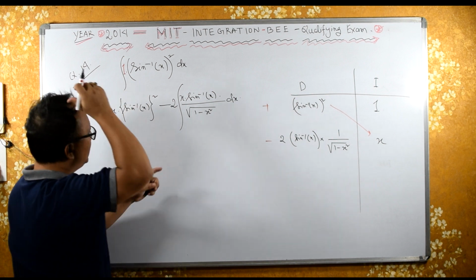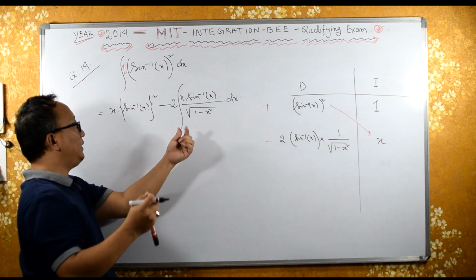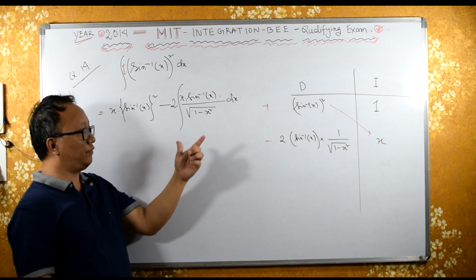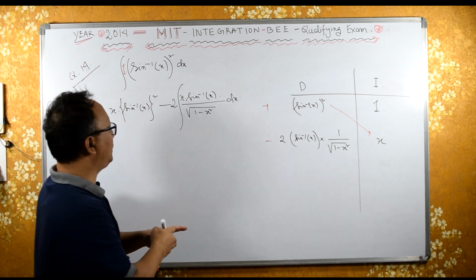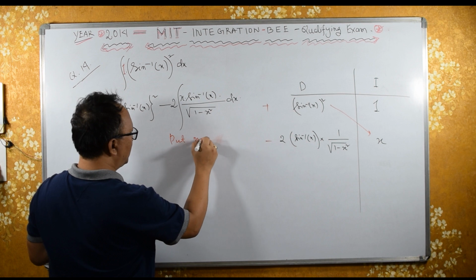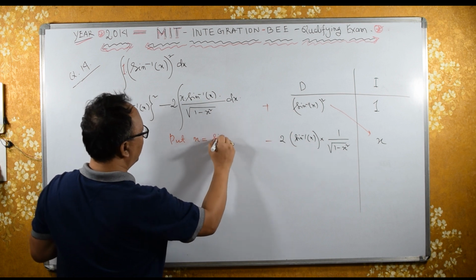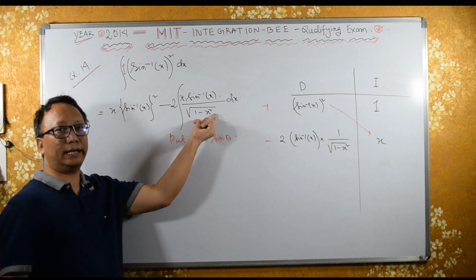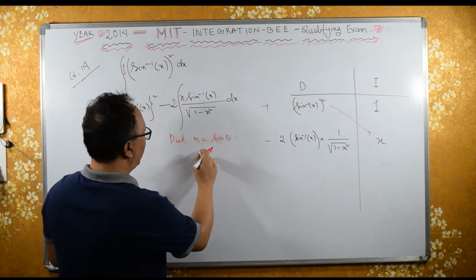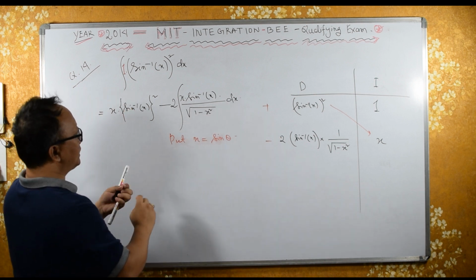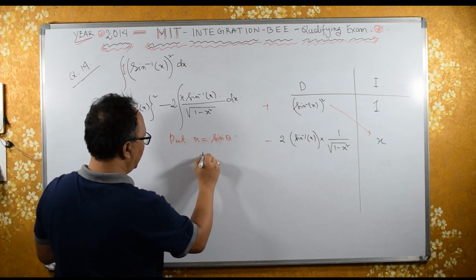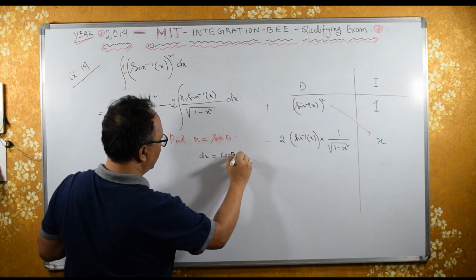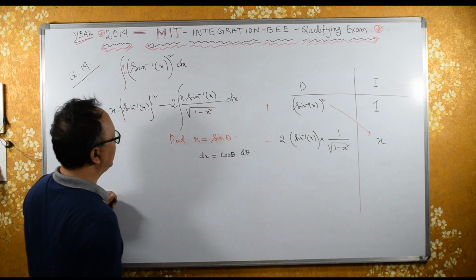Now in this, the integral has square root of 1 minus x². It is of the form where we substitute x equals sin θ. Why? Because 1 minus sin²θ gives cos²θ. Therefore dx equals the differentiation of sine, cos θ dθ.